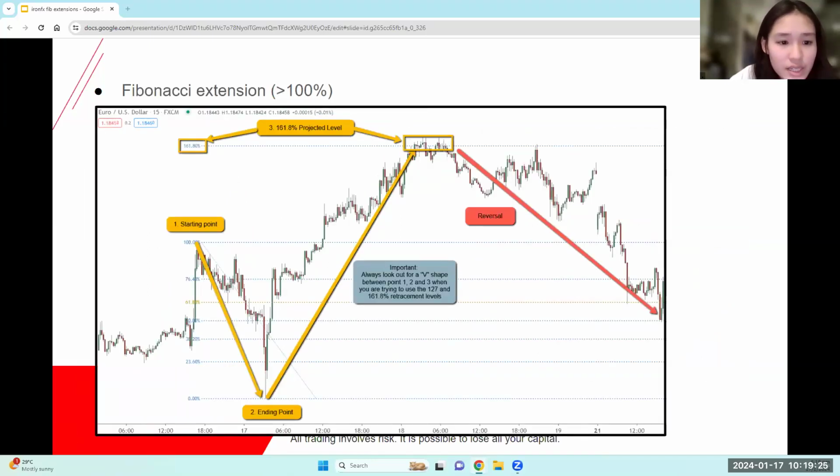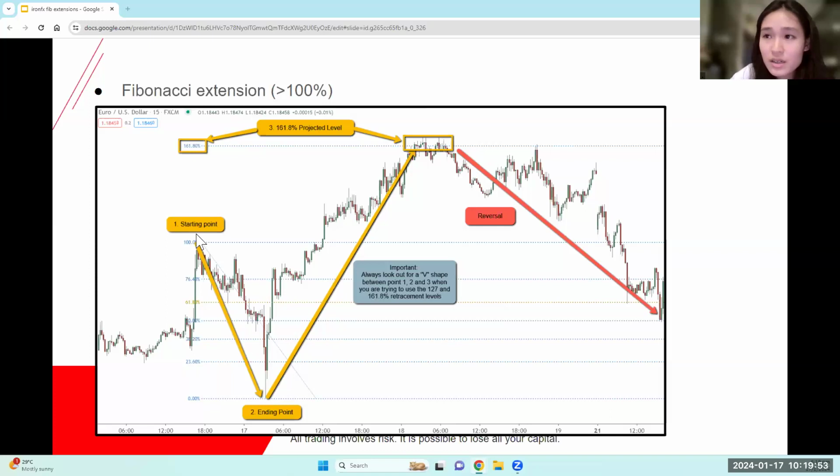So let's get into this week's Fibonacci extension. Here is an example of price reacting off the 161.8% Fibonacci retracement level, resulting in a reversal. In this case, for extensions, we like to look for Nike tick shapes. The starting point will be here, ending point over here.